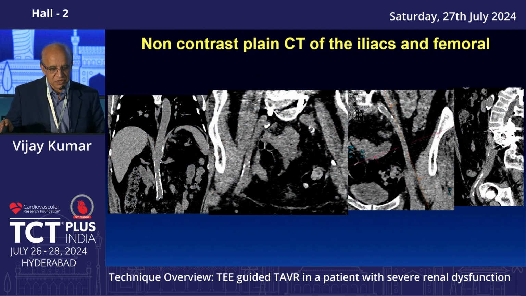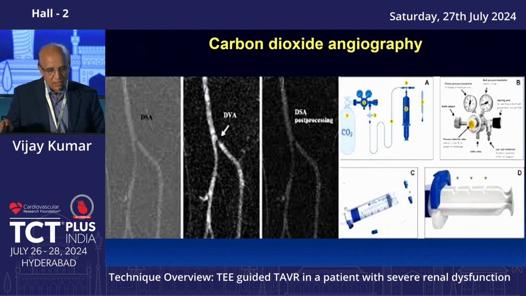So these are some of the images you will get on a non-contrast plain CT of the iliacs and femorals that would show where the bifurcation level is and what the distribution of calcium is. Then you can hang these pictures when you are doing the procedure, and just on the surface under the fluoro you can take a direct puncture of the site of access.